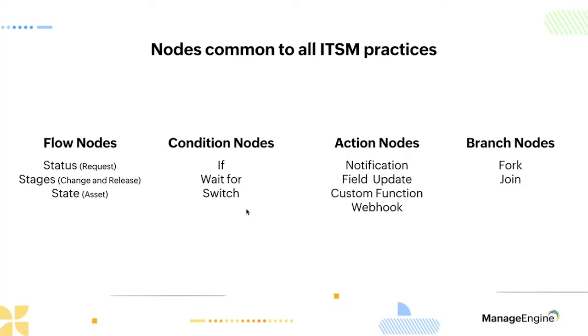So we have if, wait for, and switch as condition nodes. And then we have notifications and field updates as action nodes. These will be available on all the editions, and the custom function and webhooks will be available only in the enterprise edition. I'm just giving you a quick heads up in case you want to know how exactly you can avail all of these features. Please drop a note on the chat, or you can write to one of our support email addresses. All right, and then we have the branch nodes, which are available in pretty much all of the workflows you will be creating.